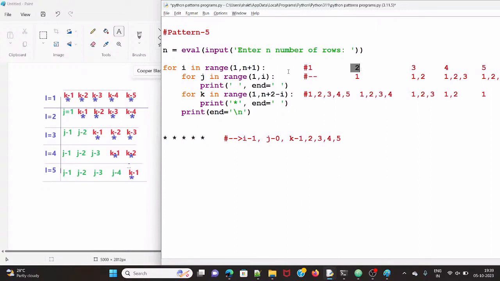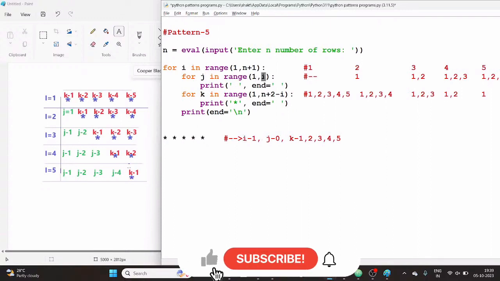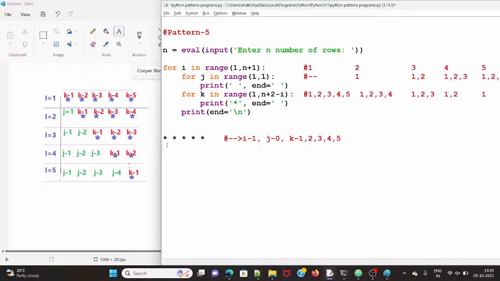guys, here 1 comma 2 means range 1, so 1 time space will come. Space and space. Okay. So, space and space here. That's all. Now the cursor is there. j is over, coming to k. Okay, how many times now? k runs 4 times, okay? 4 times, star space.